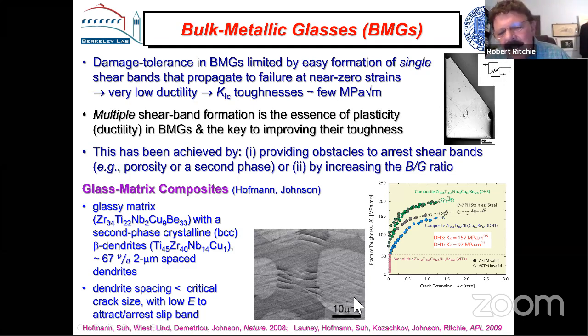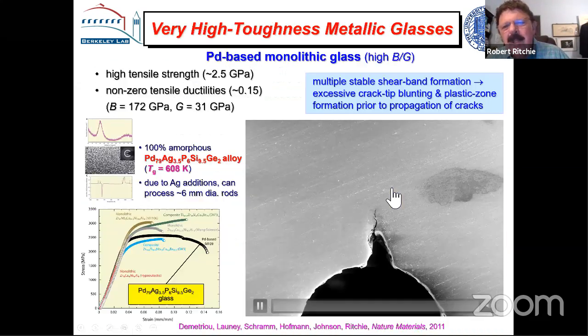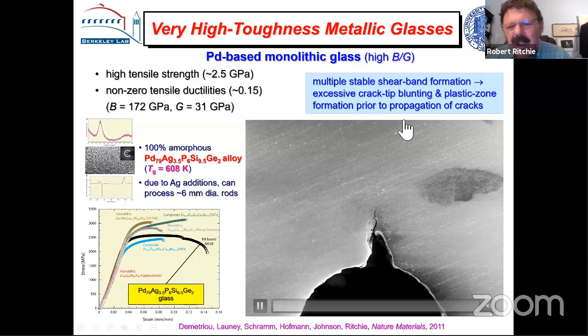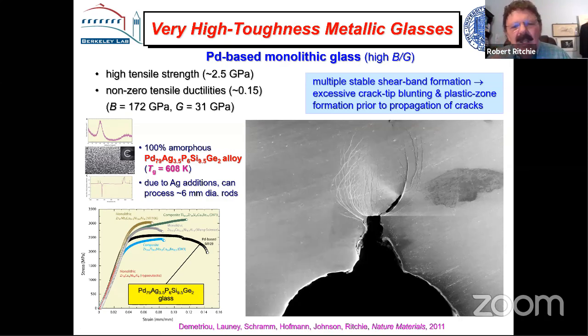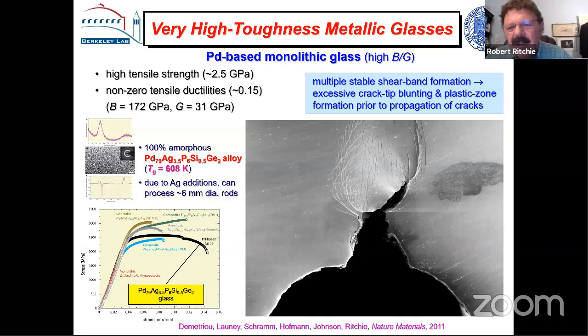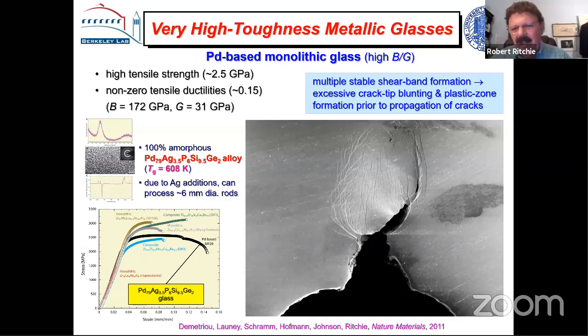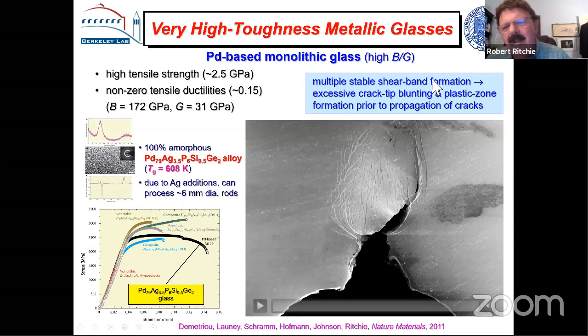Because the second phase is about 60% of the glass, and it's a crystalline phase. So this is really not an amorphous material anymore. So we tried it with a palladium glass. Now, this is obviously not going to be useful industrially because palladium is so expensive. But if you do a fracture toughness test on this material, it's remarkably tough, and there's this multiple shear band process here.